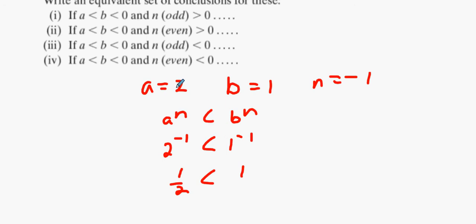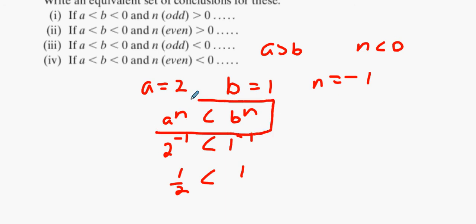If a is bigger than b, but n is smaller than 0, this implies a to the power of n is not bigger than b to the power of n when you test out numbers fitting that description. Okay? Now you're going to have good fun here.